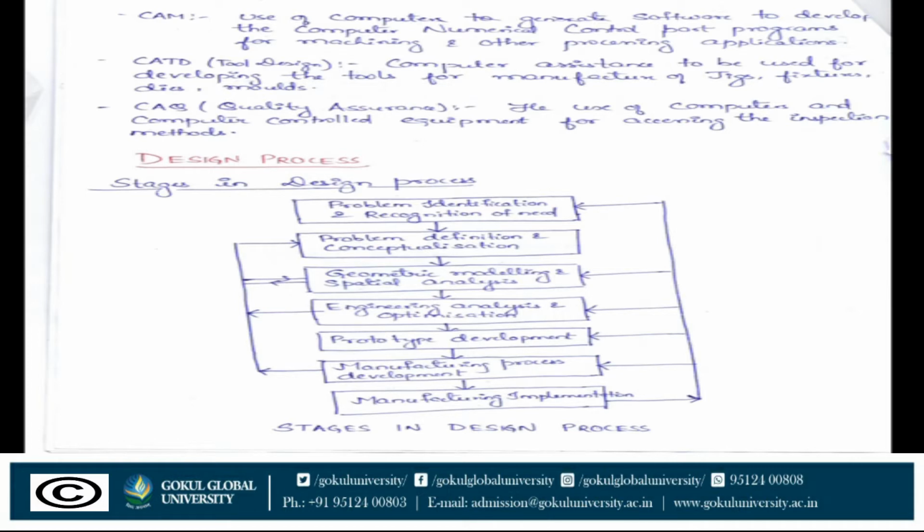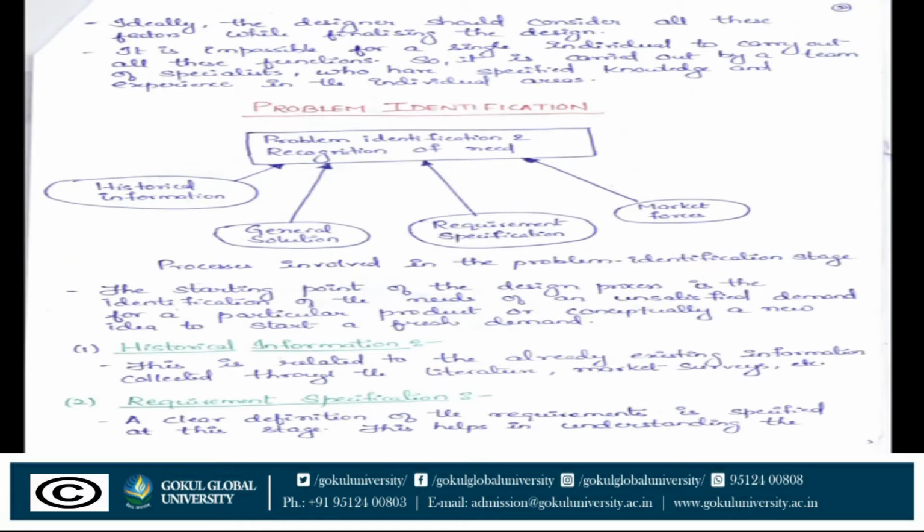Next is manufacturing process development. You have to confirm which manufacturing processes are involved. And the last one is manufacturing implementation. If you have to implement this process, you do it with the help of the manufacturing implementation stage in the design process. So the first one is problem identification. How do we identify a problem?